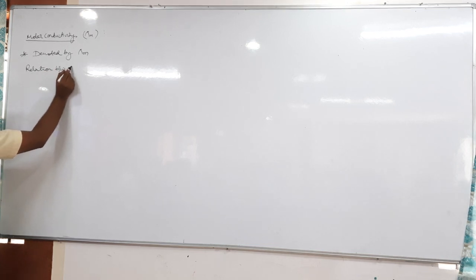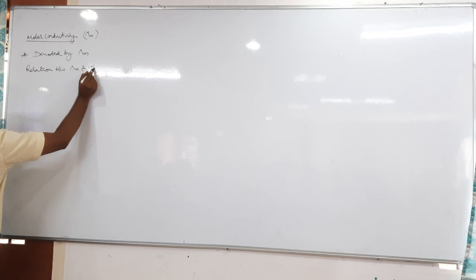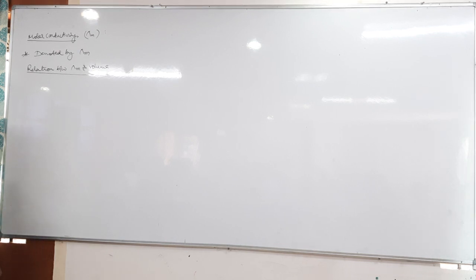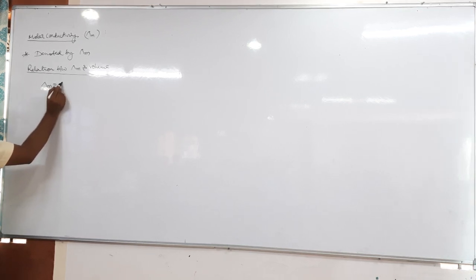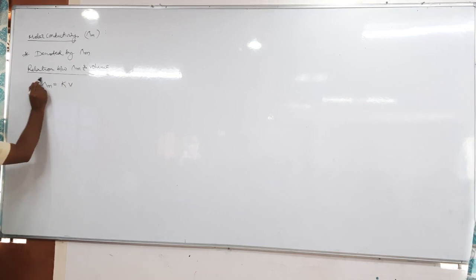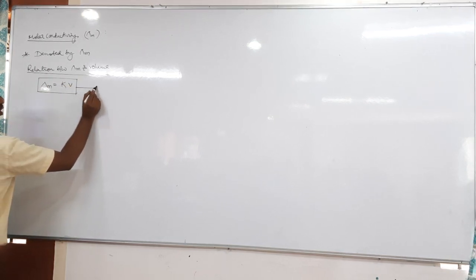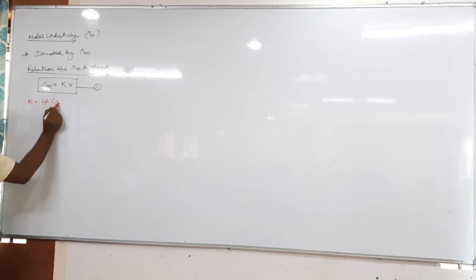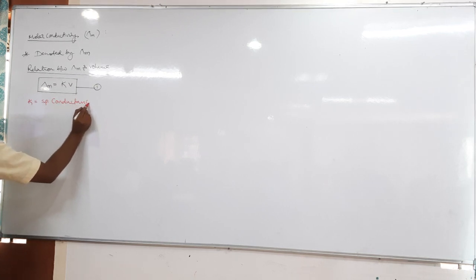Relation between lambda m and volume V. Here derivation is not required. Just remember lambda m equal to K into V. This is equation 1. You need to remember it. Where K is specific conductance, nothing but conductivity.